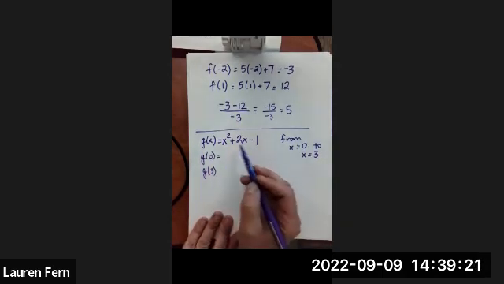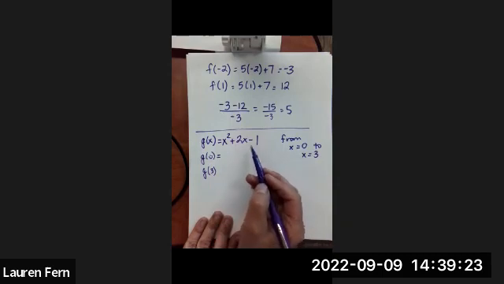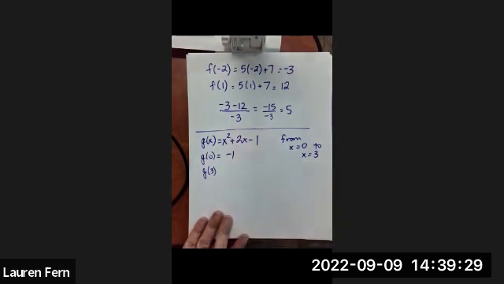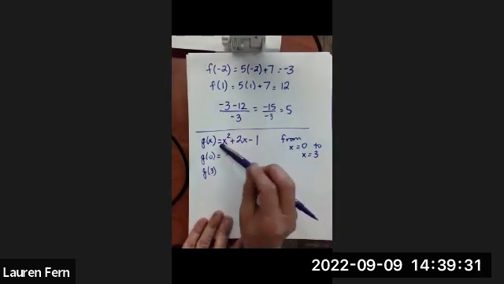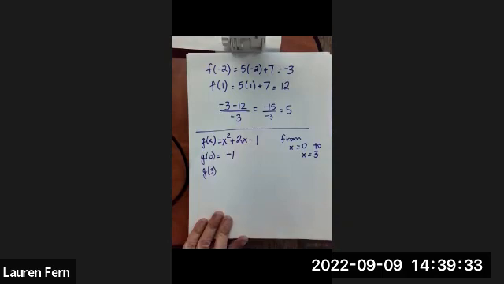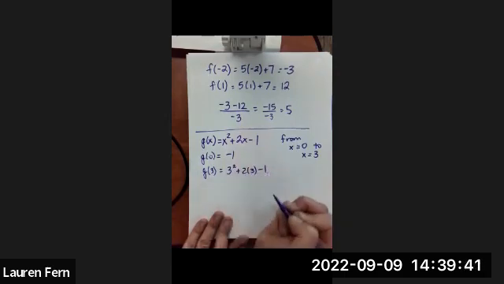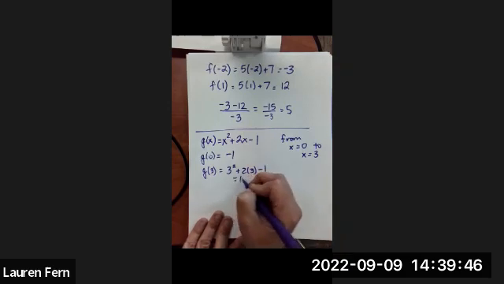If I plug in x equals 0, this is the sweet one. Always enjoy plugging 0 in. You get -1. I just love that, right? Because once you plug zeros in here, bye-bye. Okay, g of 3 is going to take a little more work. We have 3 squared plus 2 times 3 minus 1. And we get 14 out.